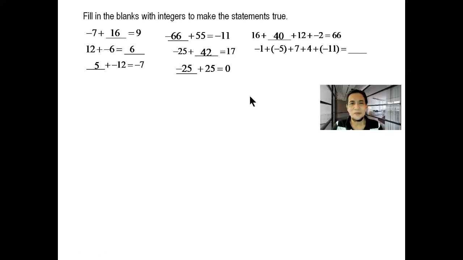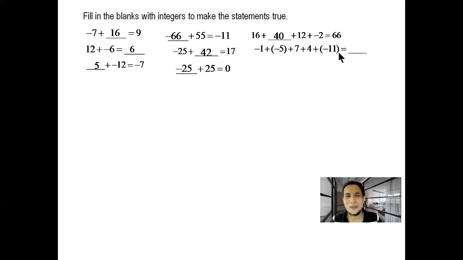All right. Negative 1 plus negative 5 plus 7 plus 4 plus negative 11. What is the sum? We will combine all the negatives to make it easier. Negative 1, negative 5, negative 11. So add the numbers and copy the common sign. 11 plus 5 plus 1, that's 16. So we have negative 16. And 7 plus 4 is 11.